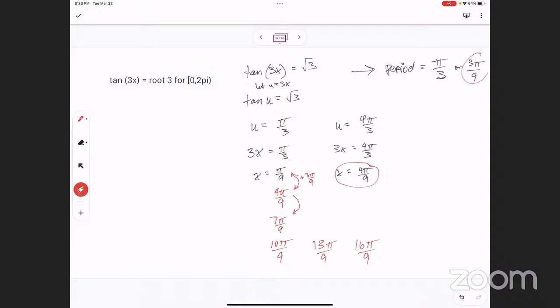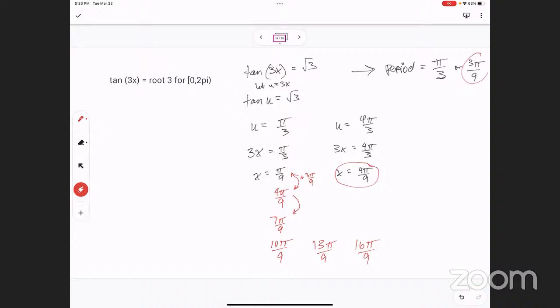They give you a restriction or else you can go to infinity. 18 over 9 is 2. So you basically just keep adding it until you get over where the domain was. Does that make sense? So that's the easiest way to do it. Find your first answer and then find your period and just keep adding it.